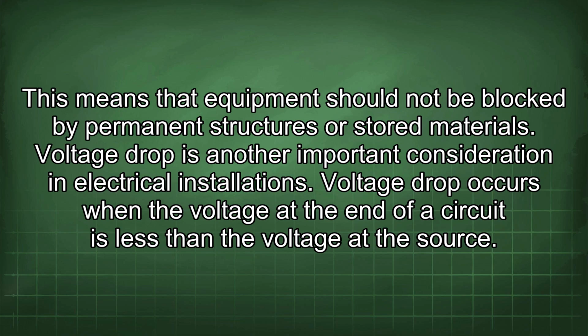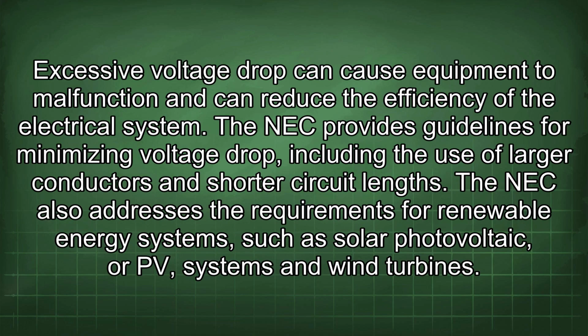Voltage drop is another important consideration in electrical installations. Voltage drop occurs when the voltage at the end of a circuit is less than the voltage at the source. Excessive voltage drop can cause equipment to malfunction and can reduce the efficiency of the electrical system. The NEC provides guidelines for minimizing voltage drop, including the use of larger conductors and shorter circuit lengths.